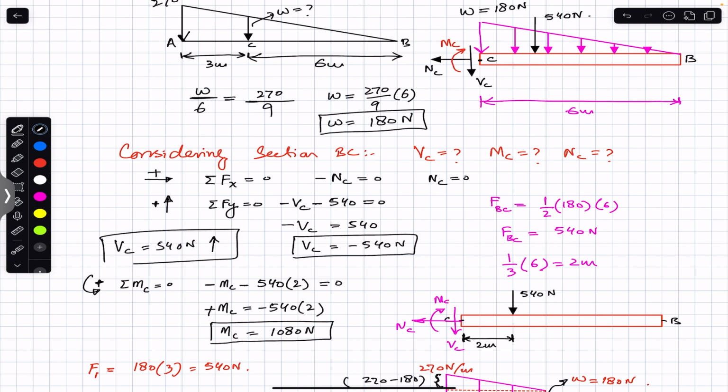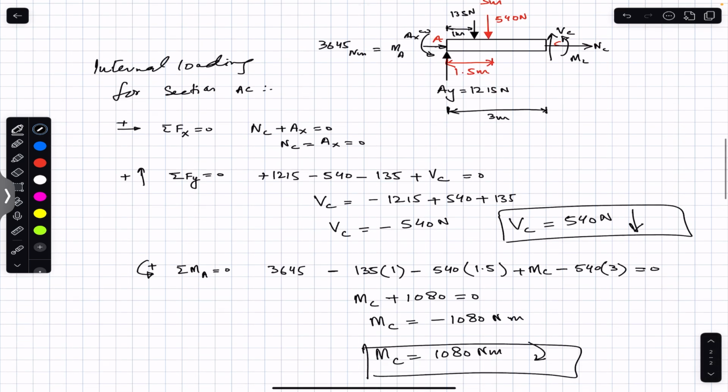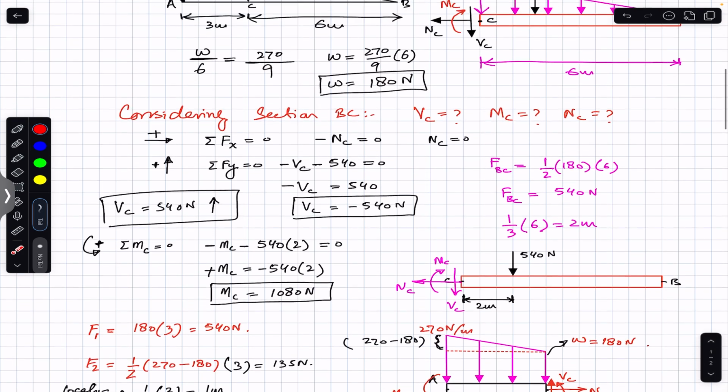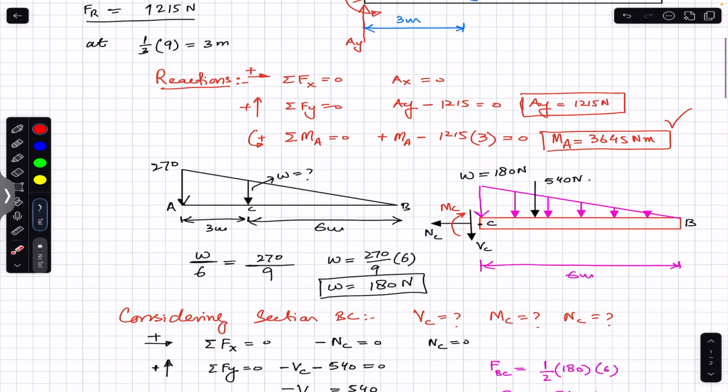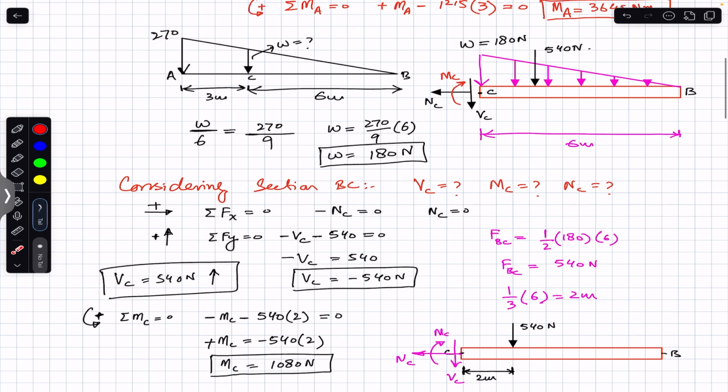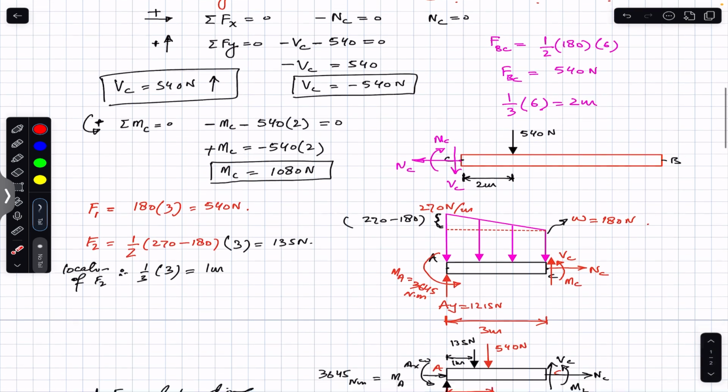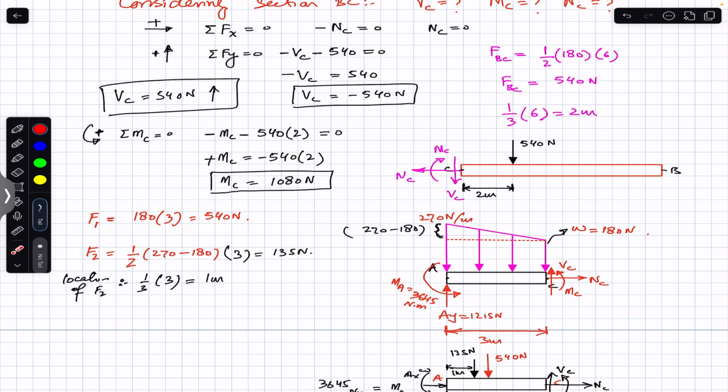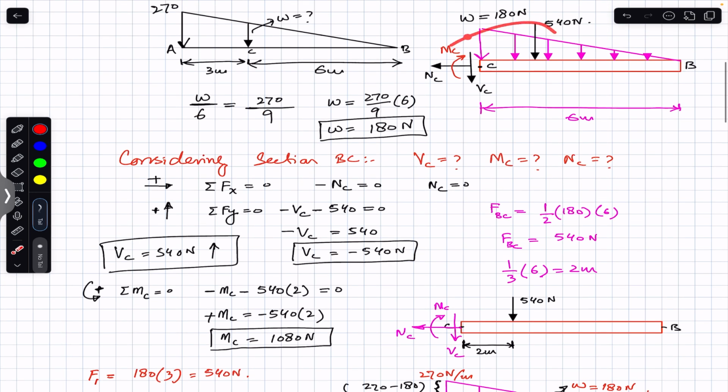But you can see here that we got the same magnitude of VC, but it is acting in the downward direction. So the magnitude will remain the same, but the direction will be opposite. So on the right side, if VC is acting in the upward direction, then on the left section VC must be acting in the downward direction. And the same case will be with MC as well. So now here on this section, on the right hand side, MC is acting in the clockwise direction. We got the positive sign, so this means that the assumed direction was accurate. So MC has a magnitude of 1080 Newton meter and it is acting in the clockwise direction.